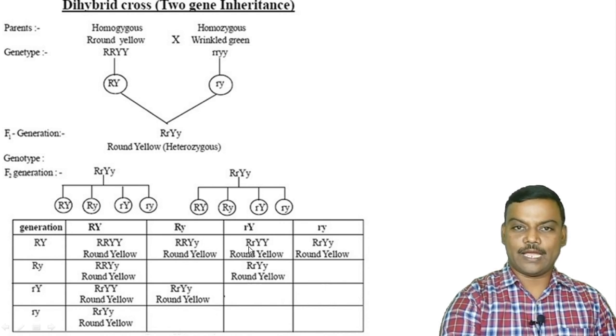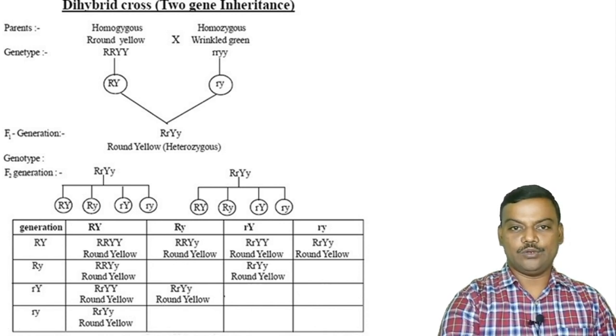The next combination is capital R, small r, capital Y, capital Y. And here capital R, capital R, capital Y, small y. Here capital R, small r, capital Y, capital Y. And these four combinations become capital R, small r, capital Y, small y. So all these 9 individuals become round yellow. It is one of the dominant parental characters.